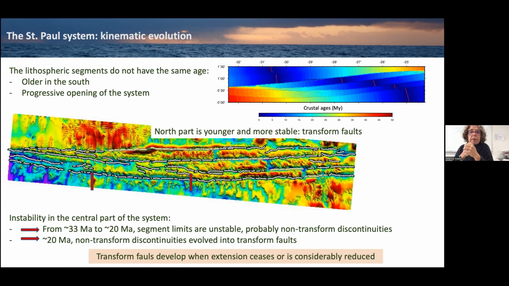So this probably is related to the ceasing of the transtension inside the system, or a considerable reduction of transtension inside the system, which resulted in the stabilization of the system.